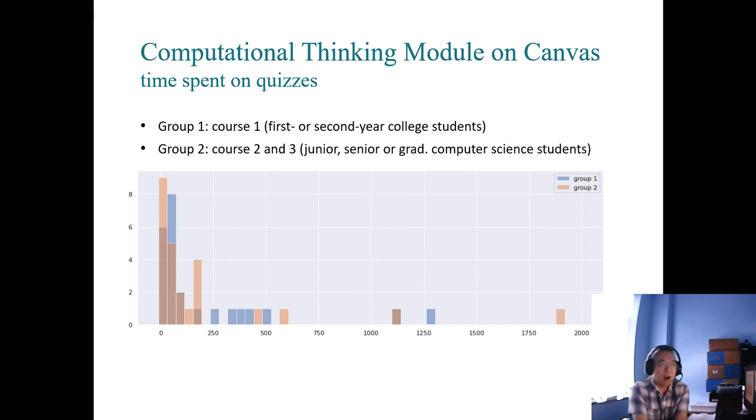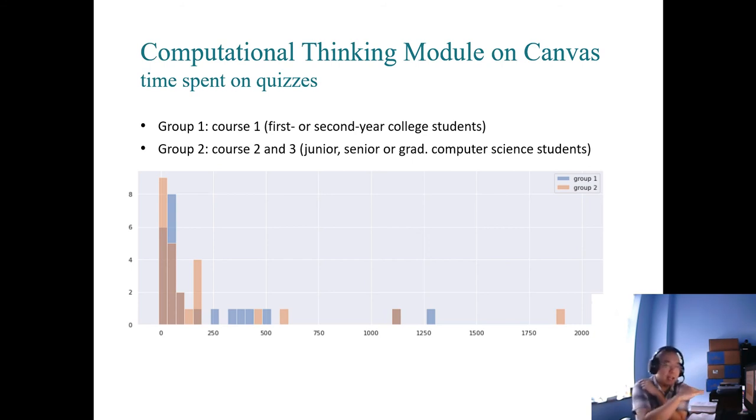And for group 2, we have course 2 and course 3, because the students in those courses are junior, senior, or graduate computer science students, and they have been doing computer science courses for some time, and they are expected to know computing more than the students in course 1.